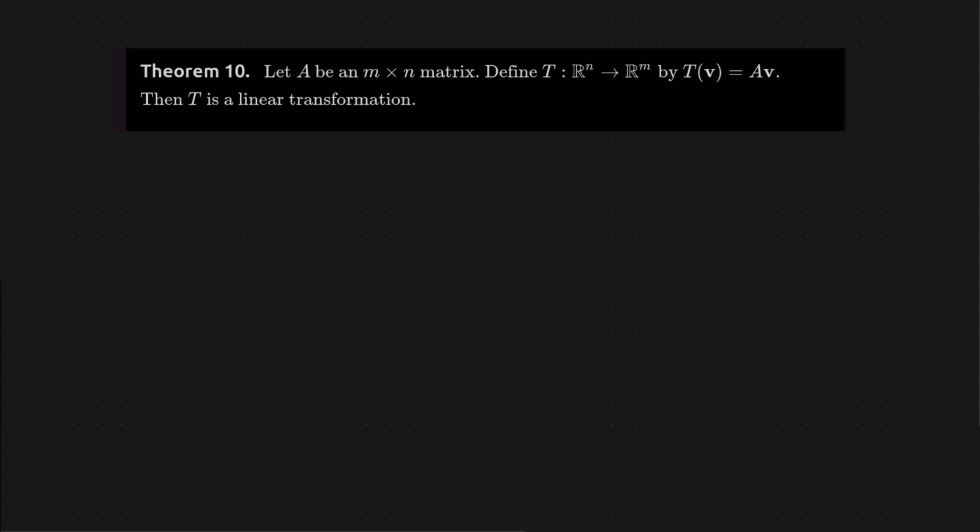Let's revisit an idea we've already discussed in a previous section, matrix transformations. So let A be an m by n matrix, m rows, n columns. We're going to define a transformation T from Rn to Rm by the matrix multiplication of the input vector. So T of V is just matrix A times vector V. This is a matrix transformation, and we saw in the previous section that matrix transformations are linear. So this transformation T would be a linear transformation.